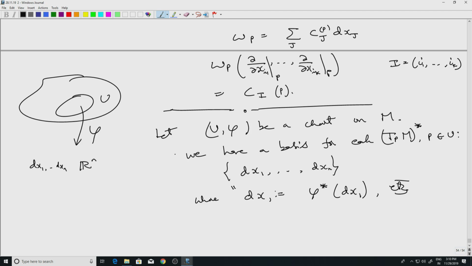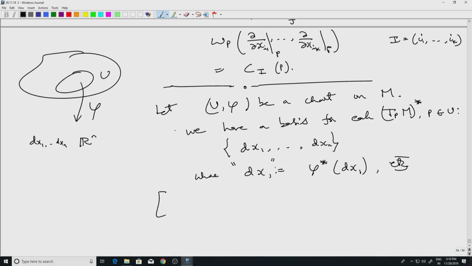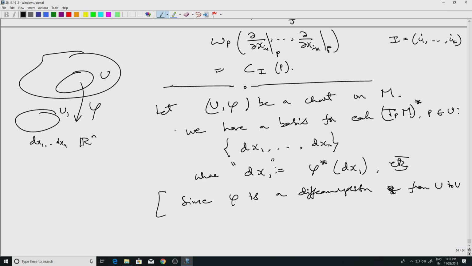So this notation, I'll put it in quotation marks. This means actually just the pullback of the corresponding dx1 back to the manifold, and since phi is a diffeomorphism, so this is what we have been calling U1, from U to U1, the derivative, the pullback map.